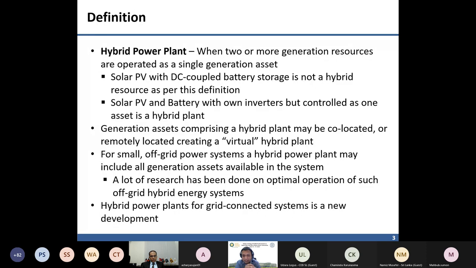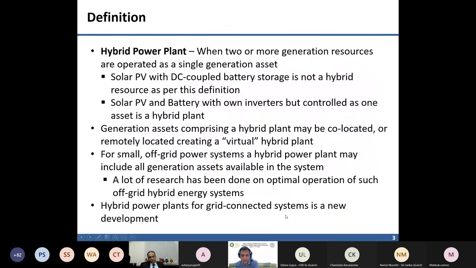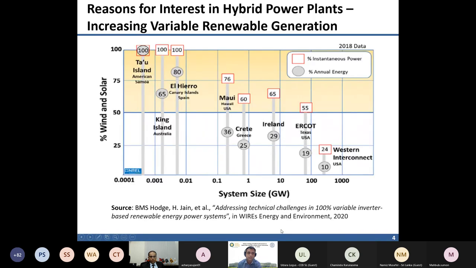Now, the concept of hybrid energy systems or hybrid power plants is not necessarily new. In the context of off-grid power systems, a lot of research has already been done, and our department, the Hydro and Renewable Energy Department, has also worked a lot on this topic. But what is new in the context of hybrid power plants is that they are also now being conceived for grid-connected systems, and that's where a lot of research is currently taking place.